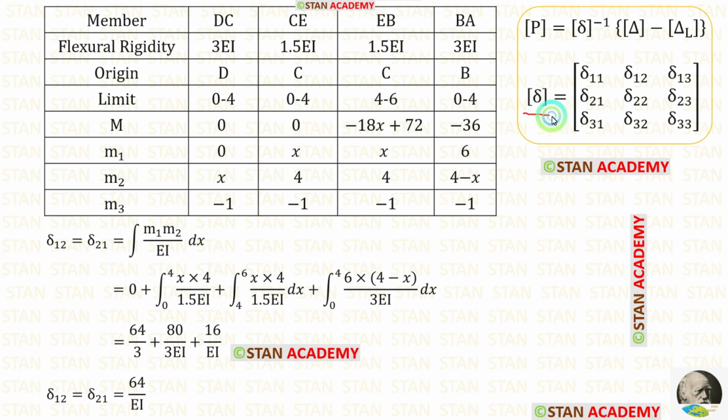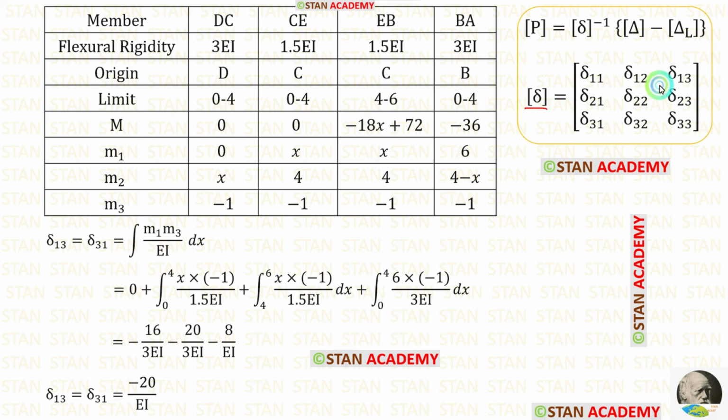In the flexibility matrix, now let us find delta 1, 2 and delta 2, 1. Both of them having the same formula, integration of m1 m2 upon EI dx. Let us apply the values of m1 and m2. After the calculations, we are getting delta 1, 2 and delta 2, 1.